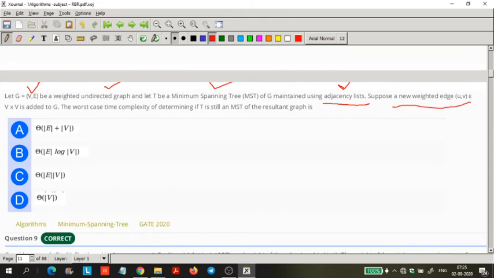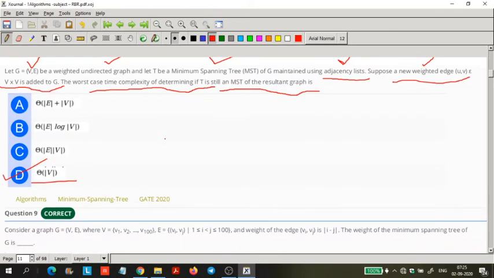Suppose a new weighted edge (u, v), where (u, v) belongs to V × V, is added to G. The new weighted edge (u, v) is added to the graph. What is the worst case time complexity of determining if T is still a minimum spanning tree of the resultant graph? So the correct answer is this one, Theta of V.